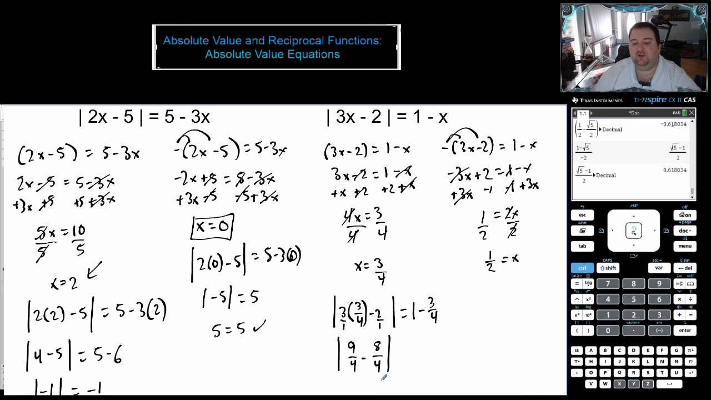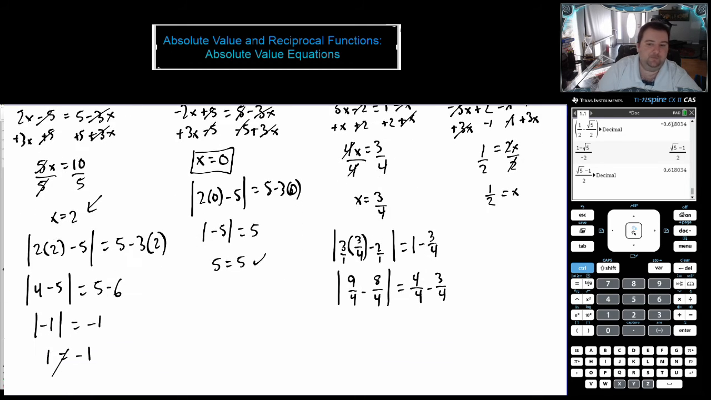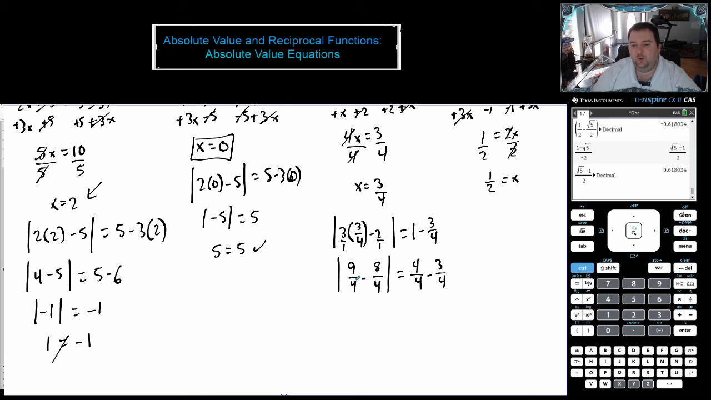Now, why would I have done that? Well, because I'm seeing into the future and I'm knowing that I'm going to have to combine these two fractions. So I need a common denominator for that. Now on this side, I'm also going to see into the future. Instead of 1, I'm going to put 4 over 4 minus 3 over 4 because I'm going to combine those fractions later.